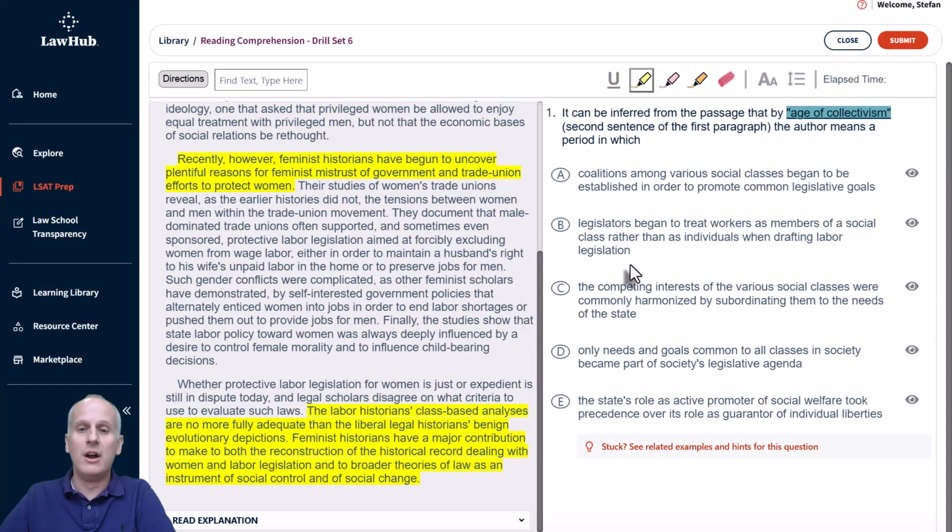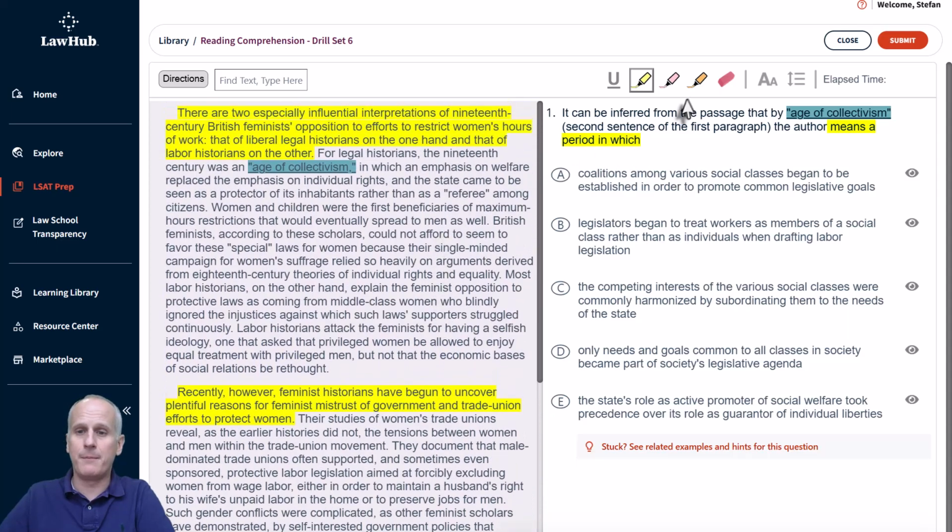Now and only now are we going to address question 1's question stem, and we actually do have a specific term to refer to that we really just ignored up to this point. Number 1 reads, it can be inferred from the passage that by the age of collectivism, second sentence of the first paragraph, the author means a period in which, so we don't have to highlight what's already highlighted, we're just going to highlight age of collectivism means a period in which something happens.